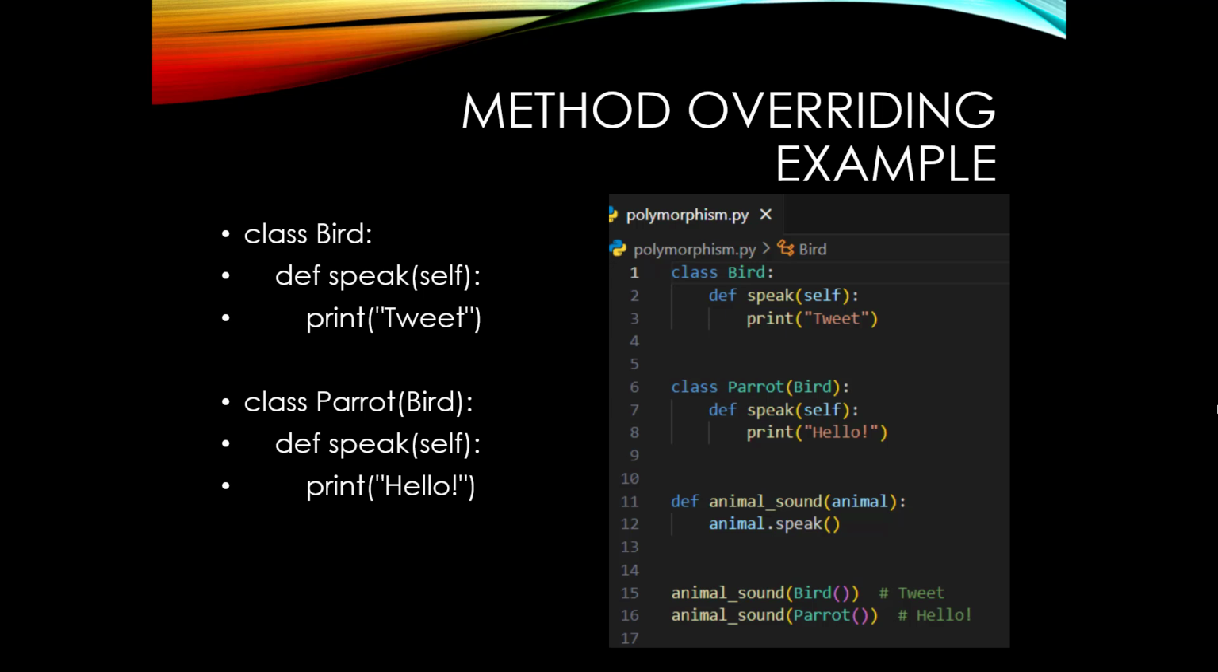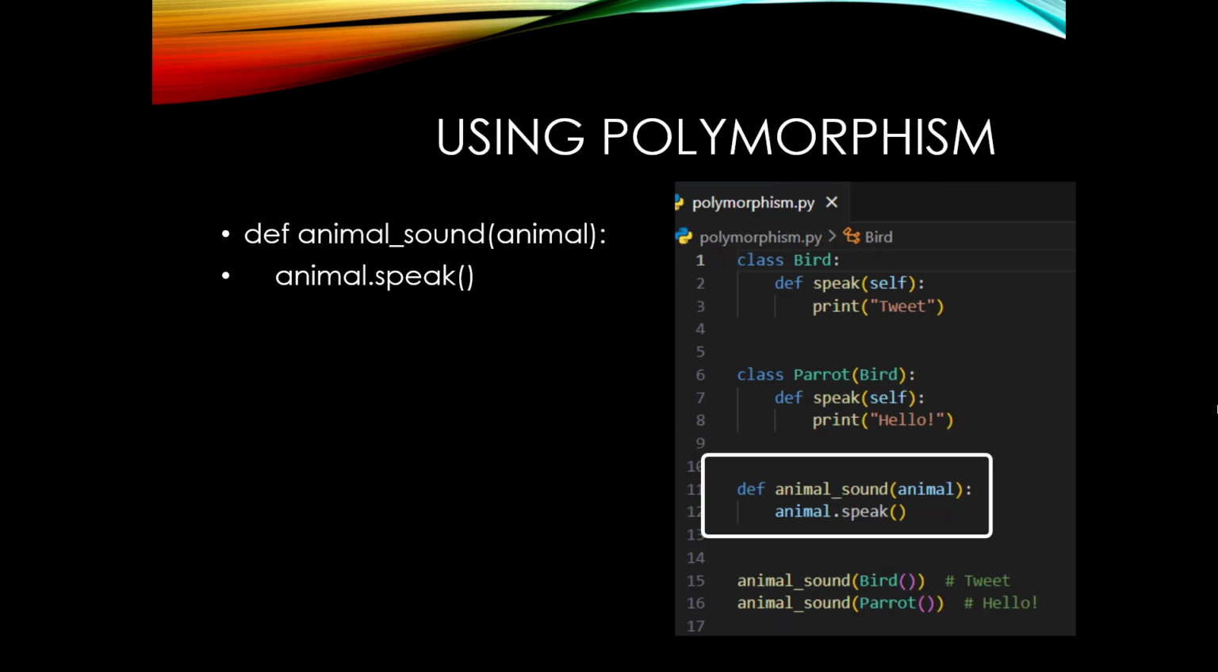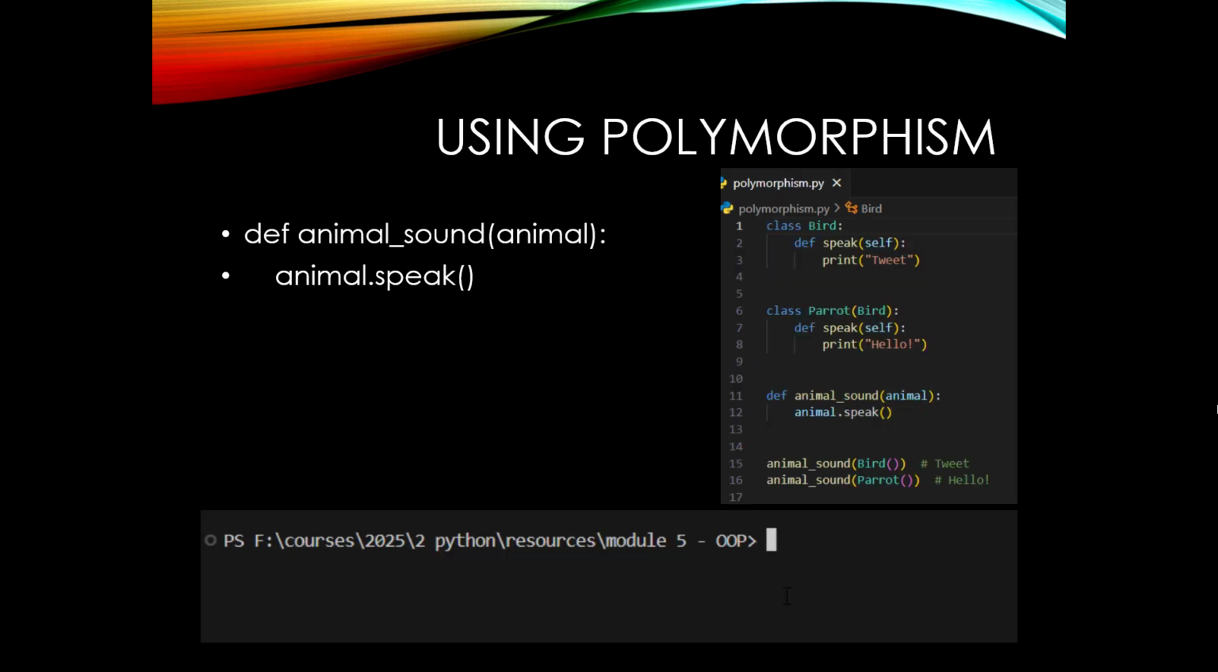Now let's use polymorphism. Let's create a function def animal_sound which accepts an argument animal. Inside it we have animal.speak. Now when you execute animal_sound and you pass the argument bird, it outputs tweet. But when you call the function animal_sound with the parrot argument, it prints hello. The single function works with any object that has a speak method.